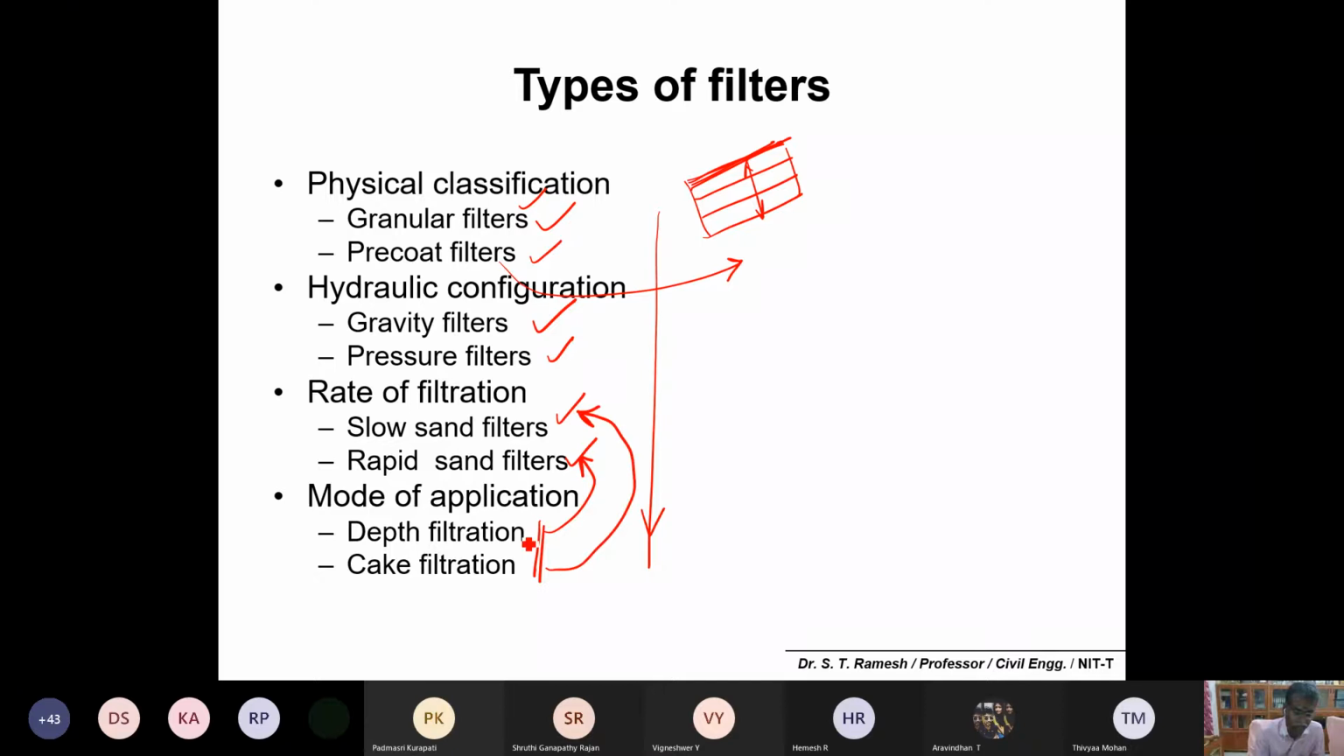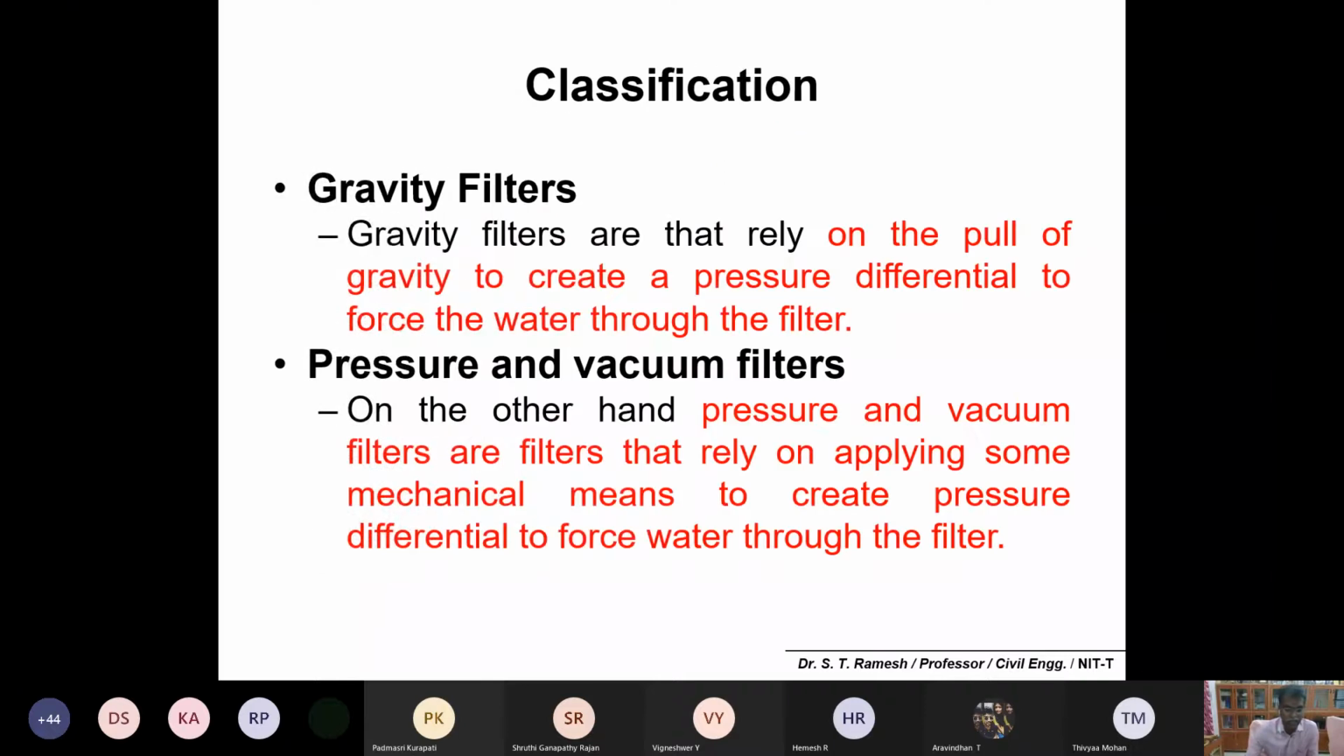The example of depth filtration you can remember is the rapid sand filter, and the example of cake filtration is the slow sand filter. In the case of depth filtration or rapid sand filter, during the course of time, the efficiency of the filter will come down because of blockages. Then you have to backwash the filter. But in the case of cake filtration, backwashing is not necessary. Stop the filter, remove the top layer and refill with new material. That's the different classification of filters based on different conditions. That's what we discussed.